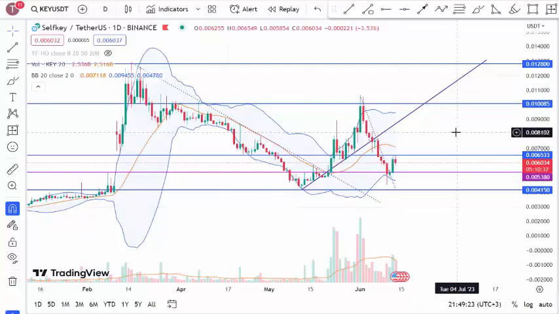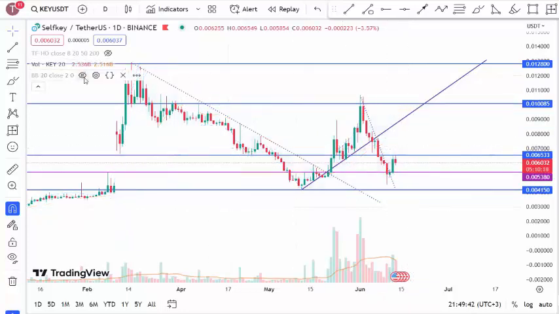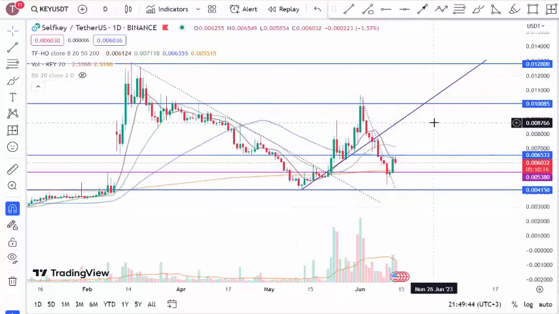But for now, let's first look at our Bollinger Bands. The Bollinger Bands are currently in a relatively good position. The important thing is the middle line of the Bollinger Band. Price movements should break this line in an upward direction. If it breaks upwards, we have a higher possibility of seeing an increase in price movements.